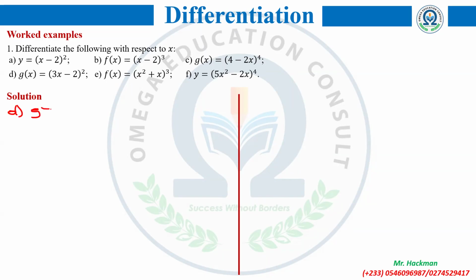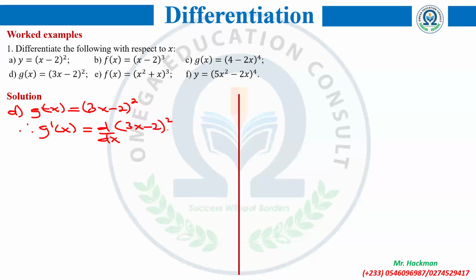So g of x is equal to 3x minus 2, all squared. Here you can expand, but I've told you we are not using the expansion version. So g prime of x will be equal to d/dx of 3x minus 2 all squared. Your operator is affecting a function to a certain power, so you use the same power rule.